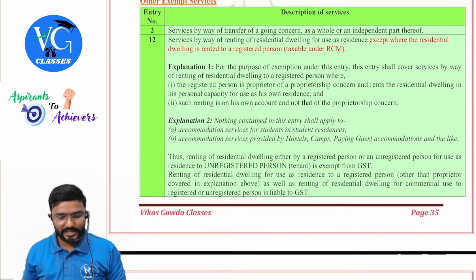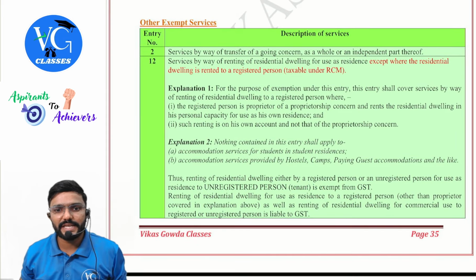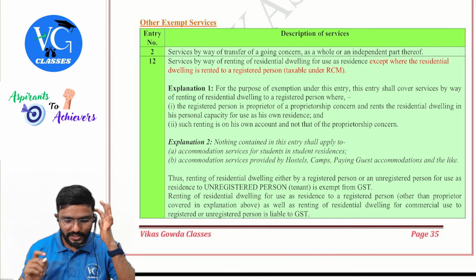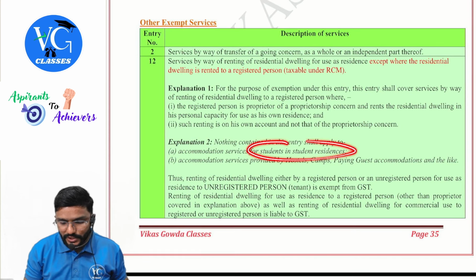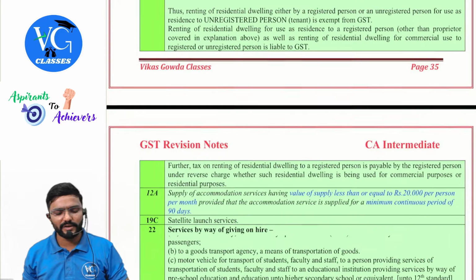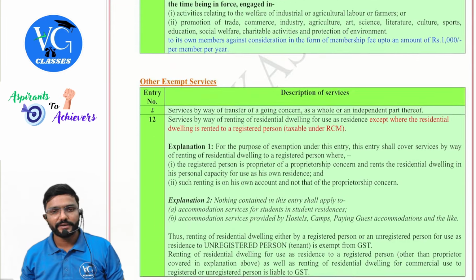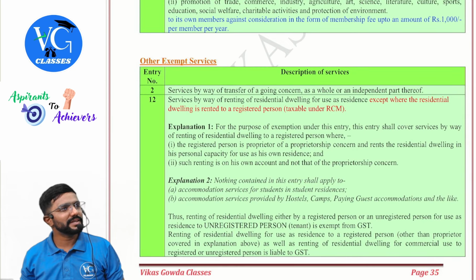Okay. So next, explanation 2 is a newly added amendment. Nothing contained in this entry shall apply to accommodation services for students in students' residences like hostels and all. Why did they exclude it here, sir? Because they have added a new entry for it, 12A. They have added a new entry for it. Can you observe all the amendments I have given in italics? Can you feel the difference?